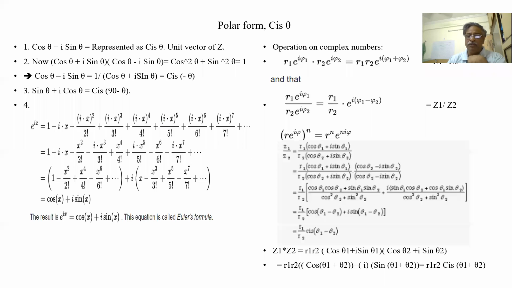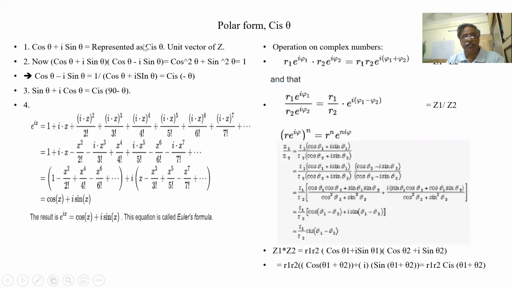Understood? So we should be familiar with terminology. Cis theta is what? Cos theta plus i sin theta. What is cis minus theta? Cos of minus theta plus i sin of minus theta, so cos theta minus i sin theta. So we know their multiplication is 1. So it is the inverse of that.